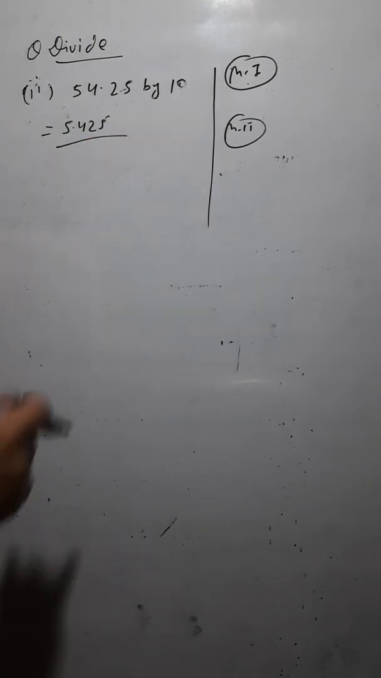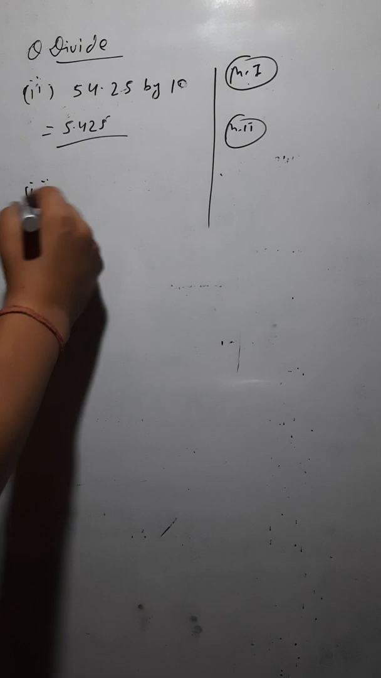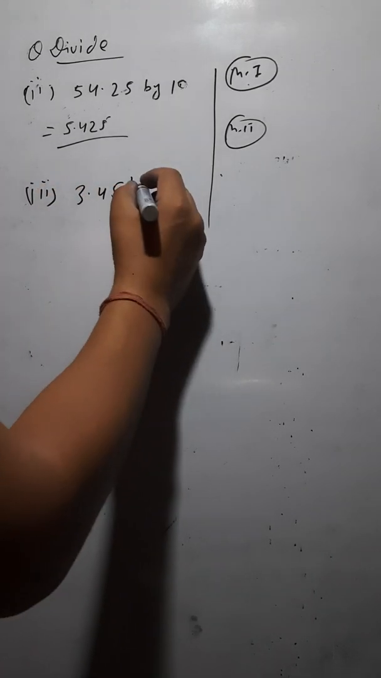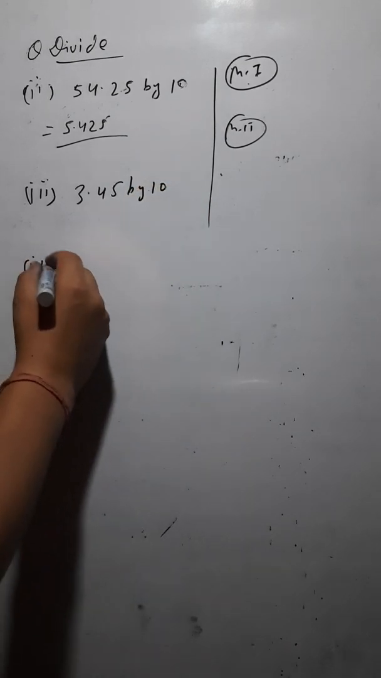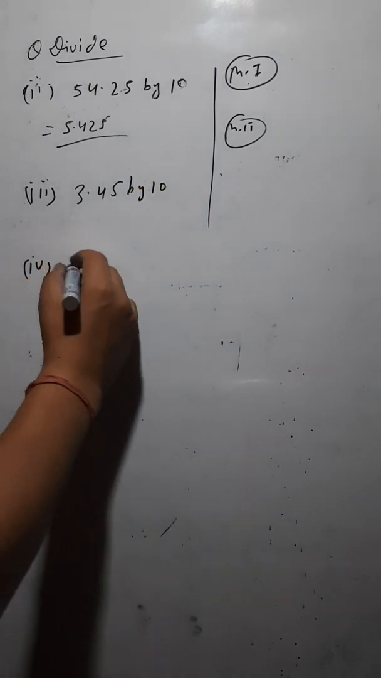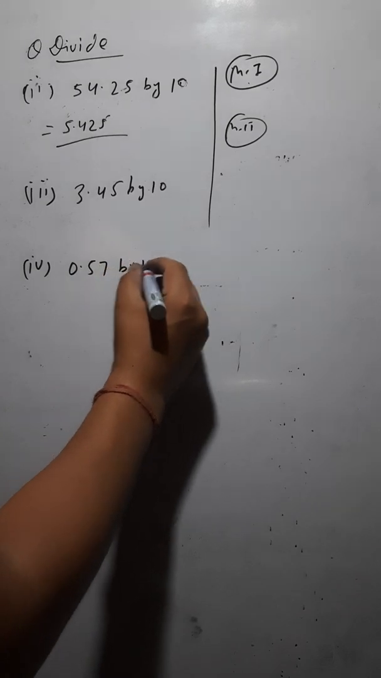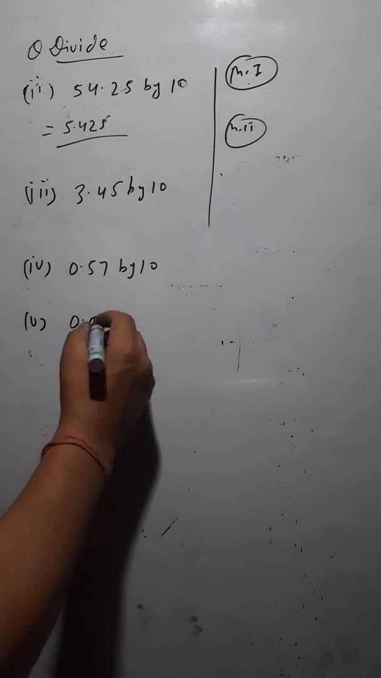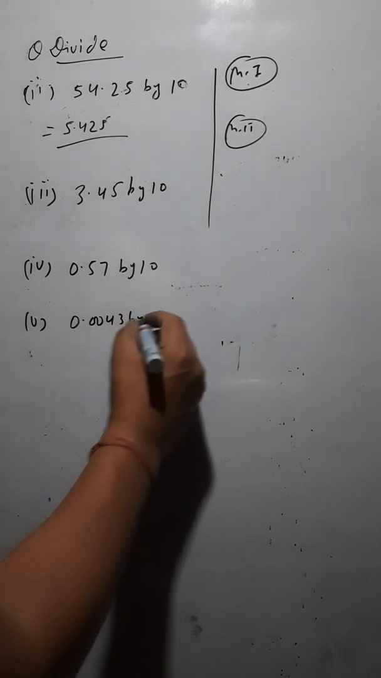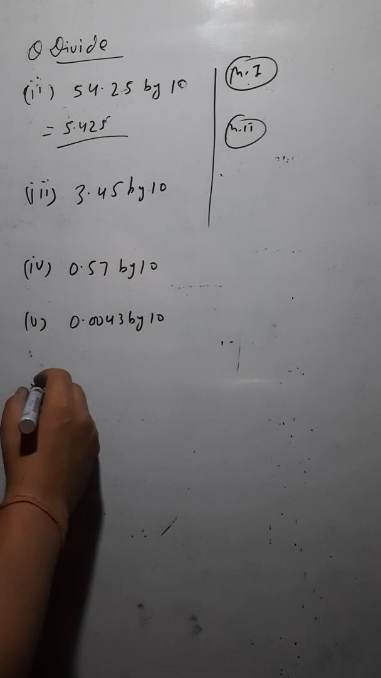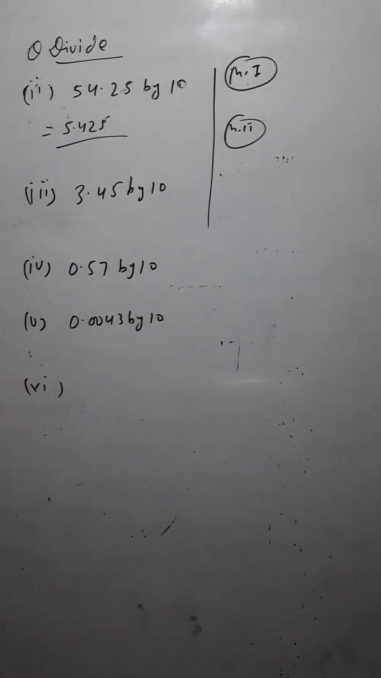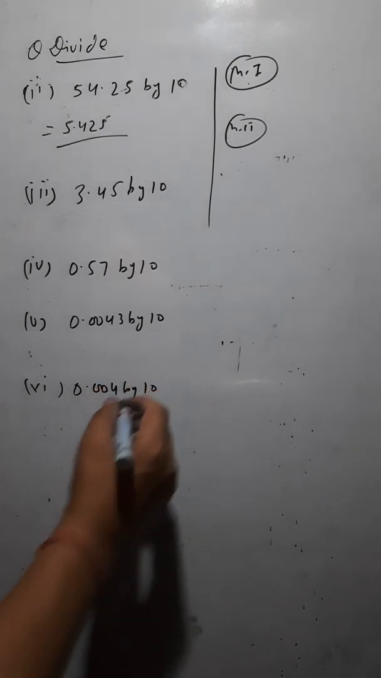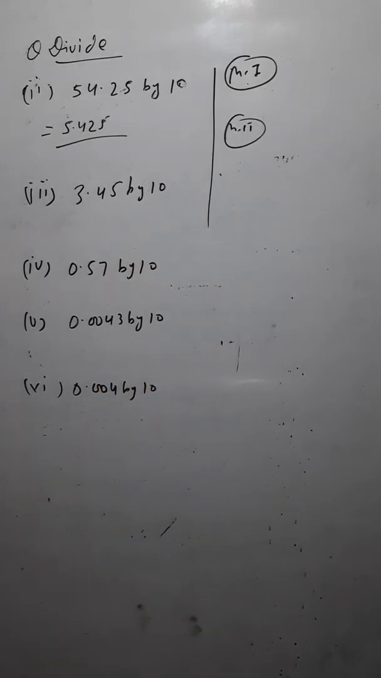Okay. So similar, some more questions I am giving you. Third question is 3.45 by 10. Fourth one you have 0.57 by 10 again. Then you have the fifth one, 0.0043 by 10. Oh, let me give you one more question. Sixth one it is 0.004 by 10. How would you solve these questions? Similarly here, same way here also.